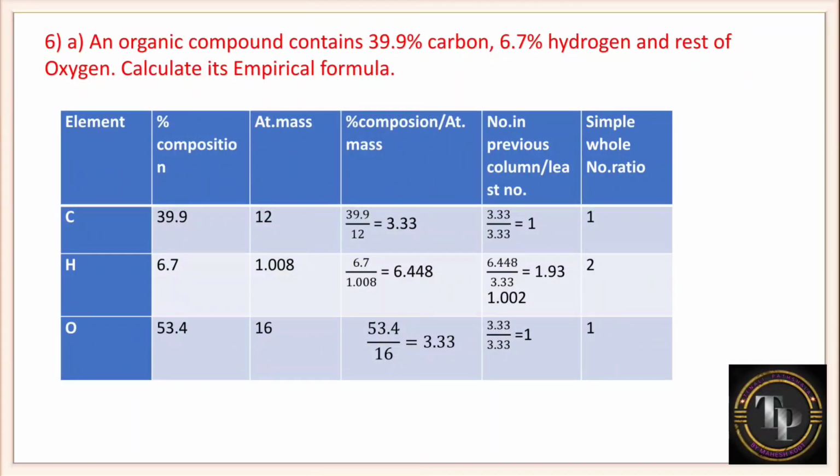See guys, again we have to put a column. First you write the given percentage composition and the atomic mass. Divide both, you will get the numbers. You have to find the least number and divide all the numbers. You will get some fractional numbers. In the last column you write approximately equal to whole numbers. So carbon 1, hydrogen 2, oxygen 1. Therefore the empirical formula is C1H2O. I hope you followed.